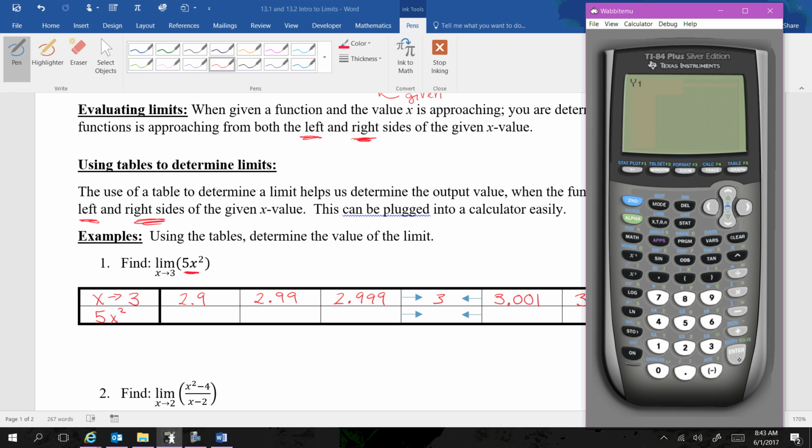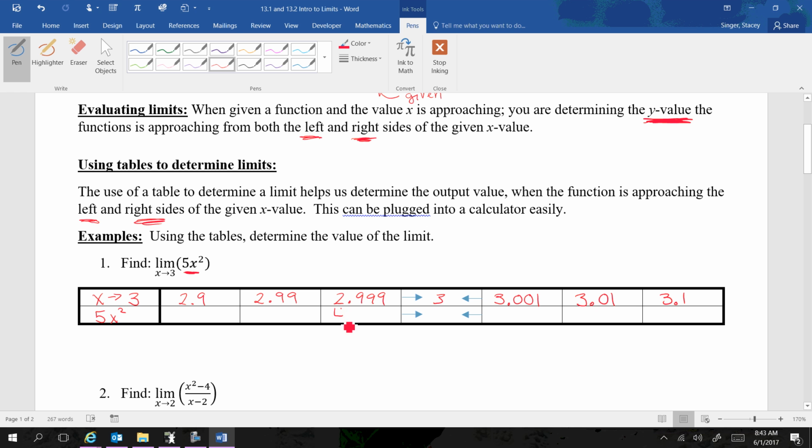Since I typed that into y1, I could tell it to evaluate at 2.999. Ta-da! Plug it in, hit enter. I get my answer. So that's 44.97. And you can round further if it ends up being some crazy decimal. But as long as you can see approximately where it's going, then you're okay.